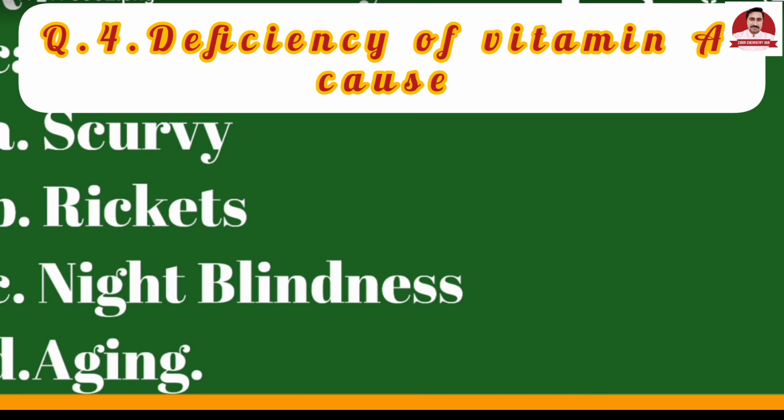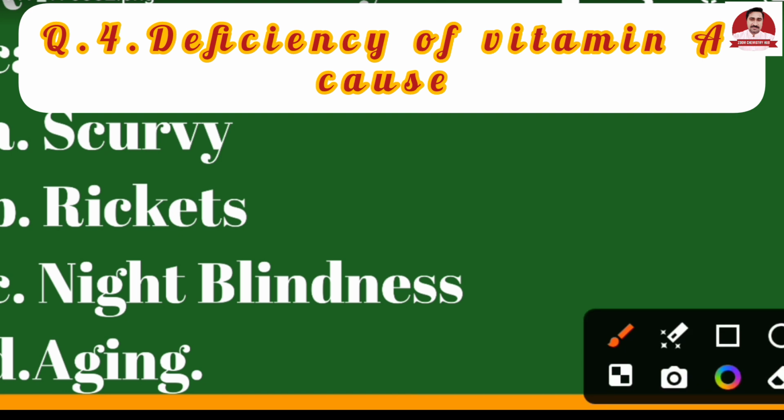Question number 4. The deficiency of vitamin A causes option A scurvy, option B rickets, option C night blindness, and option D aging. And we know that due to the deficiency of vitamin A, the disease night blindness occurs. Night blindness is caused due to the deficiency of vitamin A.